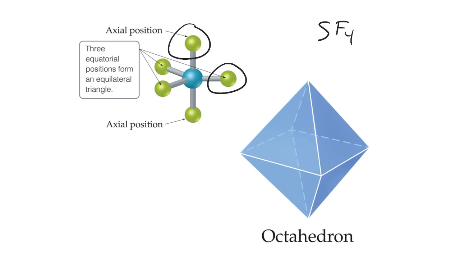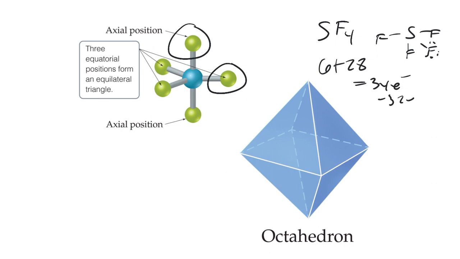So SF4 would have 6 plus 28 for 34 electrons. SF4 is going to have sulfur, 4 fluorines, and then lone pairs on all the Fs. So that's 32. So we don't have 0, we have 2 electrons left over to go onto sulfur. So there's 2 electrons on sulfur, and that kicks SF4 into being 5 total domains. So 5 domains fits the trigonal bipyramidal.